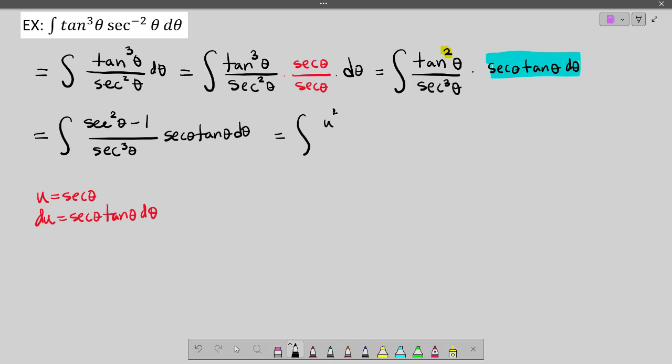This will be u squared minus 1 divided by u cubed, and then times du. So everything has been turned into polynomial expressions. Now we're going to split the fraction. So we're going to divide the u cubed into each part of the numerator. So we'll have a 1 over u. And then here we'll have a u to the minus 3. So I'll write it like that. It's easier to integrate for most of us if we have a negative exponent.